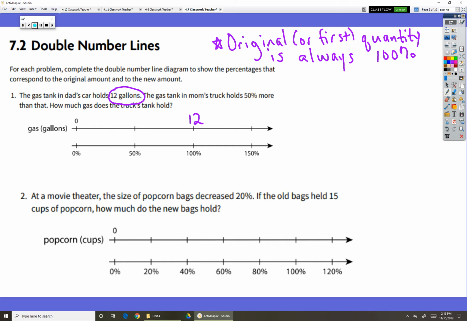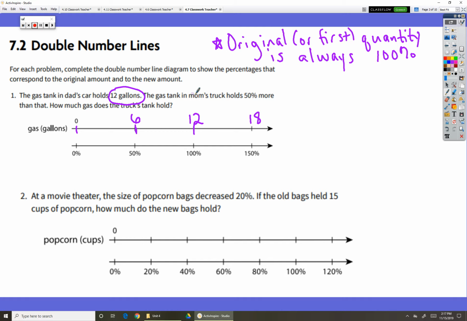Now, we need to decide how we're going to number the rest of the number line on top. So, if we look at the distance between the 0 and 12, it's divided into two parts. This part from here to here, and then the part from here to here. So if we divide 12 into two parts, 12 divided by 2 is 6. So each of these parts is worth 6 gallons. So it's going up by 6s. If I go up another 6, I get 12. 12 plus 6 is 18.